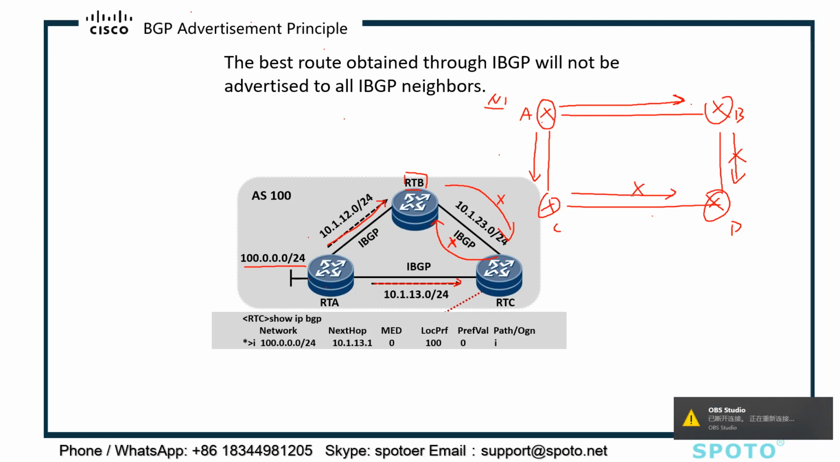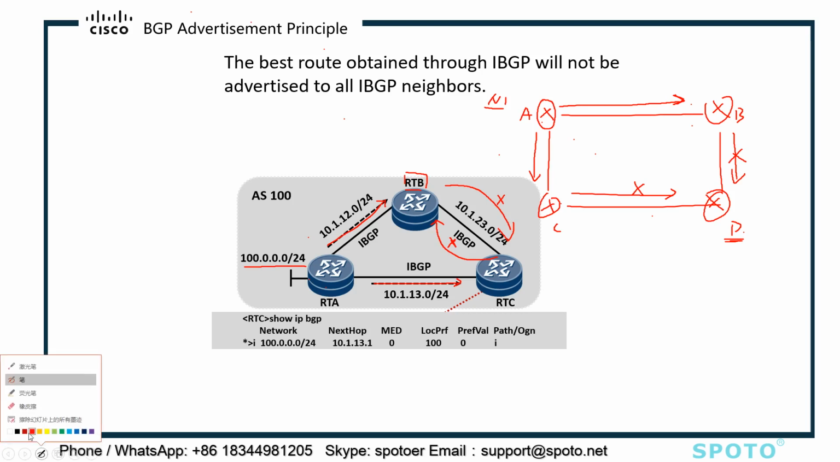Yes, but we still have one question. How can RTD learn route information from RTA? Because C and B can't advertise this route information to RTD. So in this situation, if we want RTD to still learn the route information normally, we also need to establish the IBGP neighbor between A and D. So let's select another color.